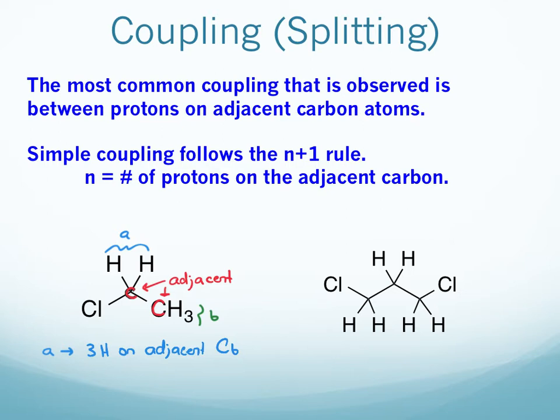From there, we follow what's known as the N+1 rule. And this will tell us how many lines it's split into. N is the number of protons on the adjacent carbon. So you take that number, add 1, and that will tell you how it's split. So in this case, there's 3 hydrogen on the adjacent carbon. So N+1 is going to be 3 plus 1, which is 4. So that's split into 4 lines, and that's called a quartet. So the signal for proton A is going to be a quartet.